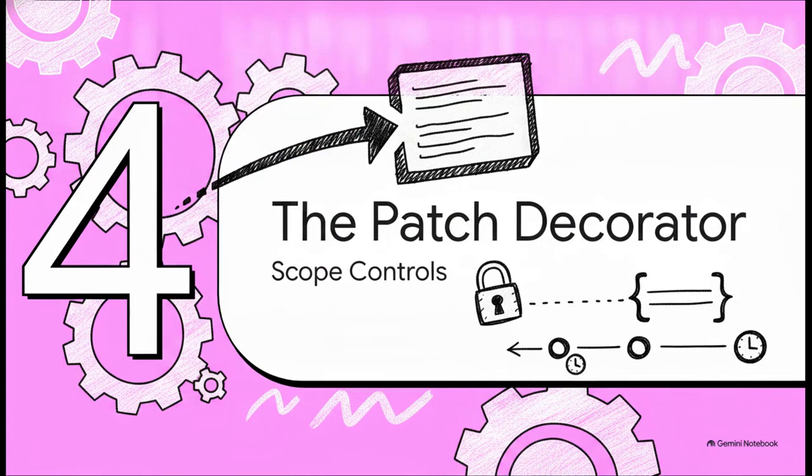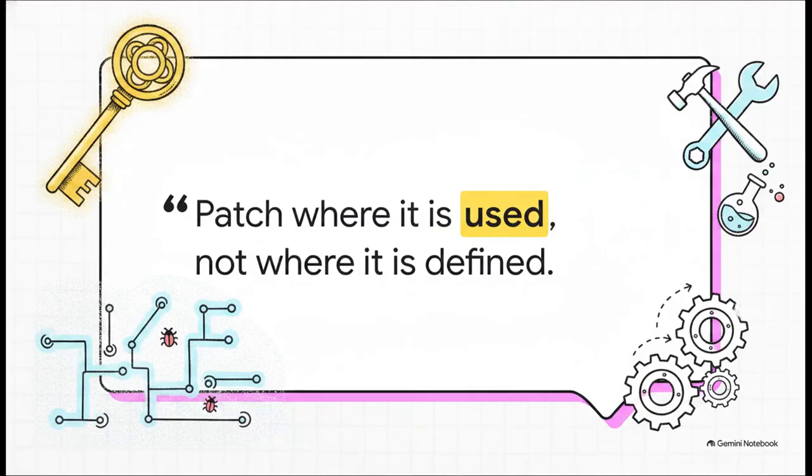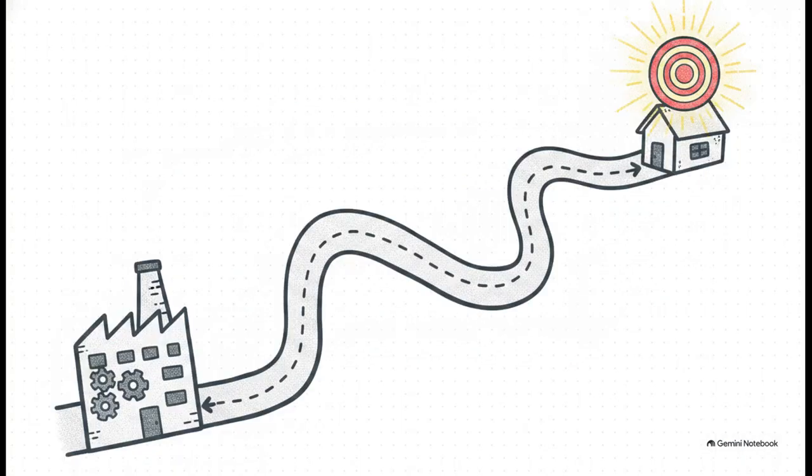Let's keep moving. Section 4, Mastering the Patch Decorator. All right, listen closely. If you take away just one single golden rule from this entire explainer, let it be this massive concept about Python's namespace resolution. Patch where it is used, not where it is defined. Seriously, write that down. This is, without a doubt, the number one stumbling block for engineers learning to write mocks in Python. Let me break down exactly why this trips people up.